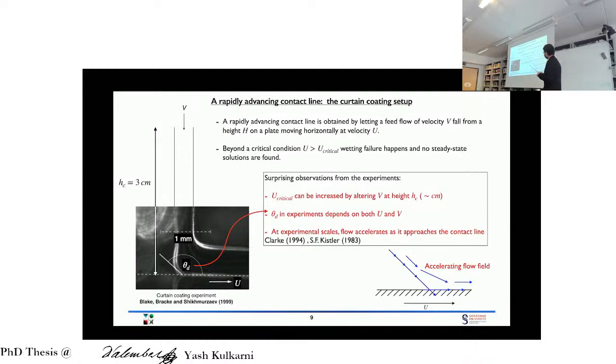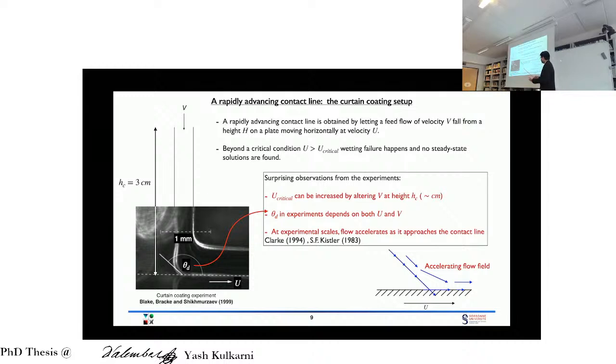Why we are studying this setup is because in this setup we can have a rapidly advancing contact line. The steady state velocity, the critical velocity beyond which wetting failure happens, is quite large for curtain coating compared to the plunging plate. And in this curtain coating setup, we have a liquid falling from the top with some velocity V, and this solid which is moving from left to right with some velocity U.